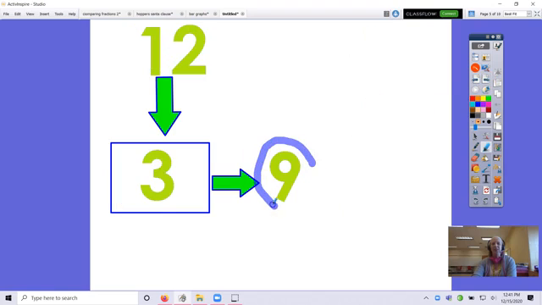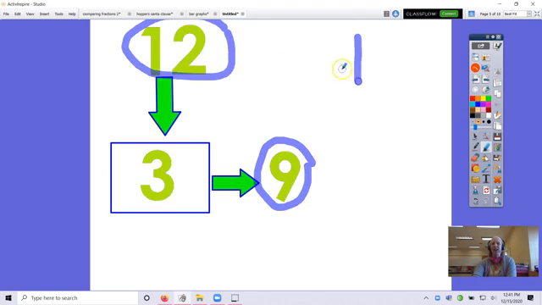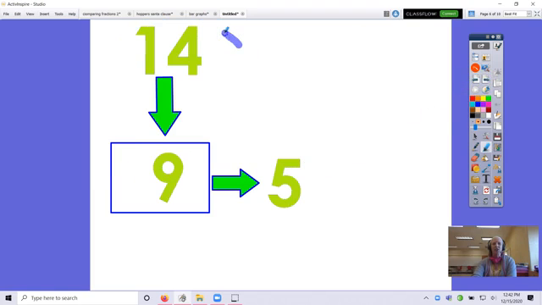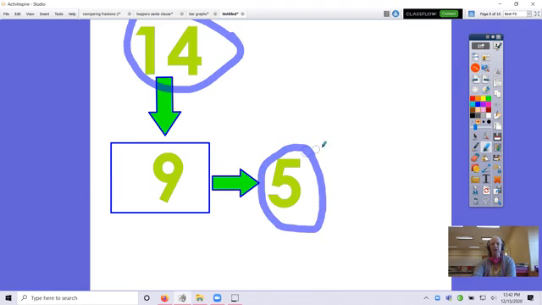I ended with 9. I started with 12. How did I get to 9? Did I add 3, subtract 3, or multiply 3? Which did you choose? Yes, I subtracted 3. I started with 14 and I ended up with 5.